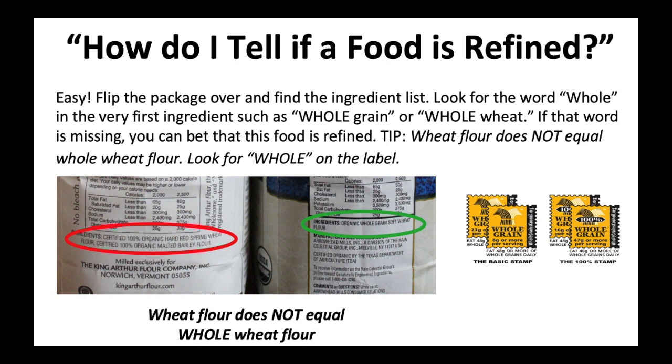And that's important because when you remember back on the slide where we looked at wheat bran, germ, and the endosperm, whole grain or whole grain flour is going to contain all three of those parts, whereas flour that's not whole is often just the starchy endosperm of the grain.